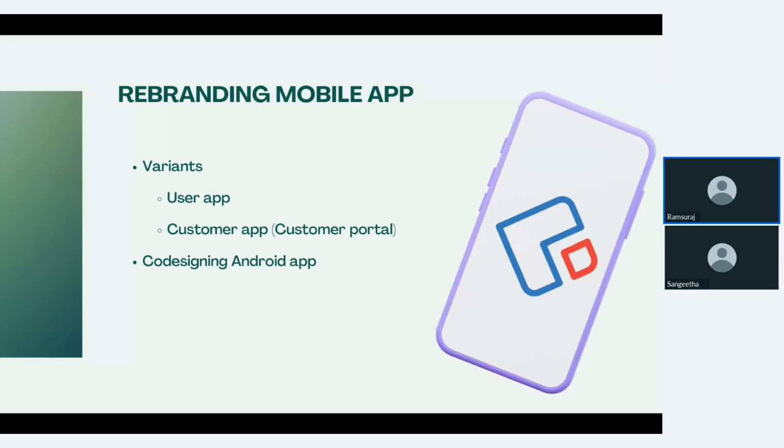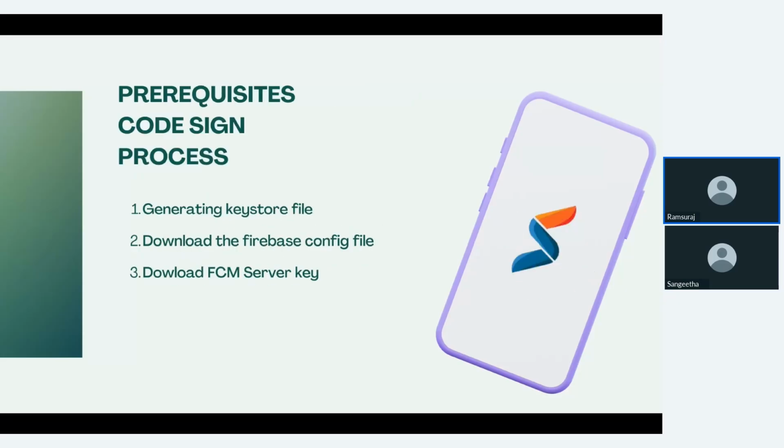Then we'll have a demo of generating a keystore file. Before getting into the code signing process, we need some prerequisites: generating the keystore file, downloading the Firebase config file, and downloading the FCM server key. First, we'll see how we can create or generate a keystore file that will be helpful to create a rebranded app.